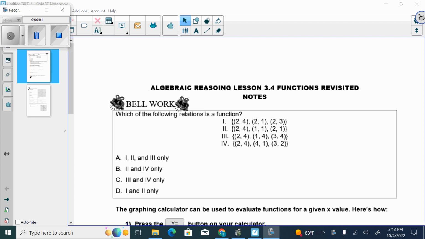What do we look at to make something a function or not? Well, what does it repeat? The x's, right? We look to see if the x's repeat. If you have any repeating x's, then we know it's not a function, right?